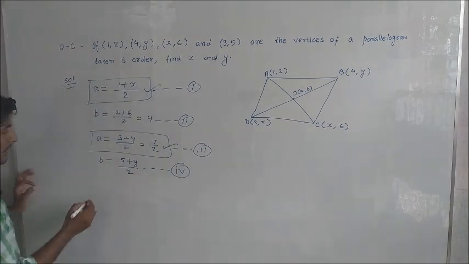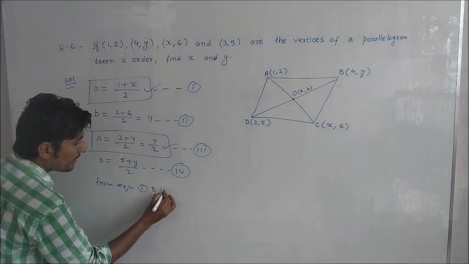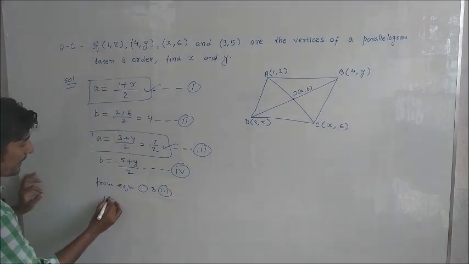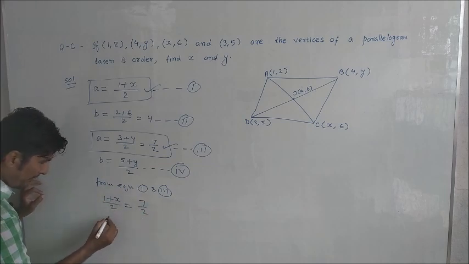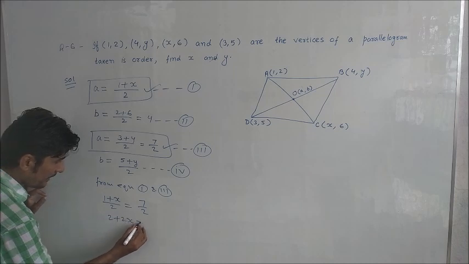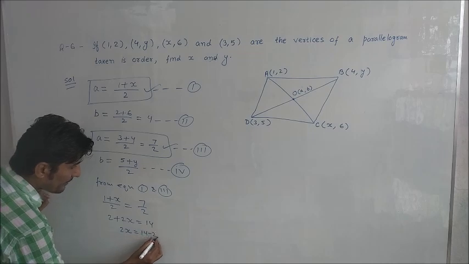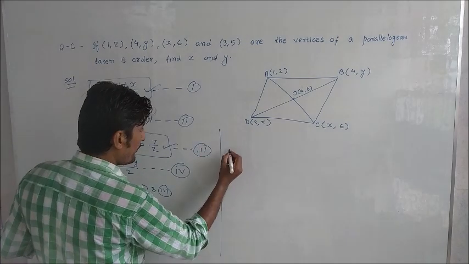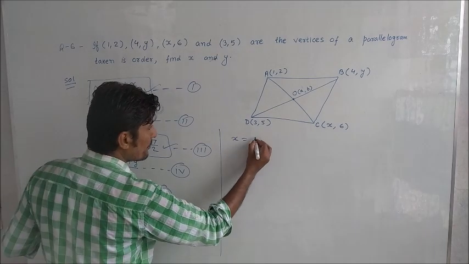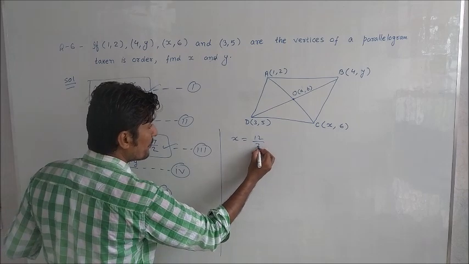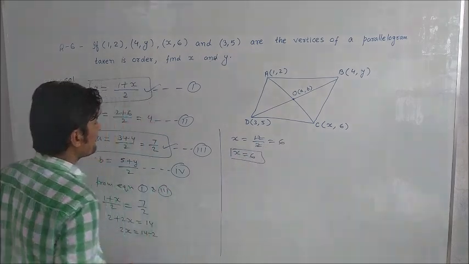From equation 1 and 3 we can write here (1 plus x) divided by 2 is equal to 7 upon 2. Now do the cross multiplication. 7 times 2 is 14, here we can write. So 2x will be equal to 14 minus 2. And then x will be equal to 14 minus 2, which is 12, divided by 2 equals 6. So the value of x is 6.